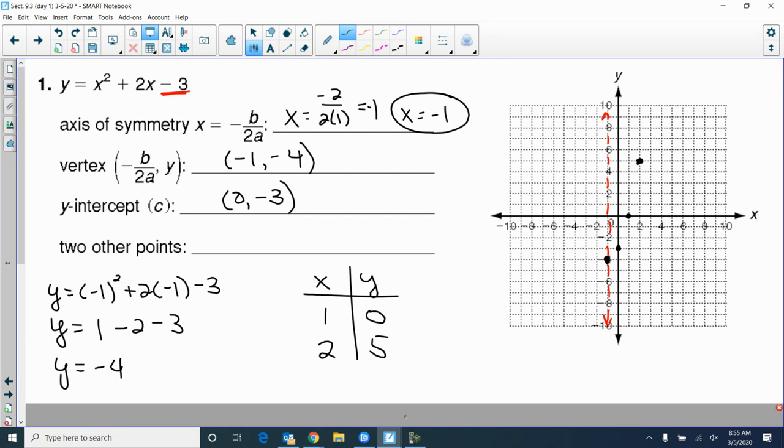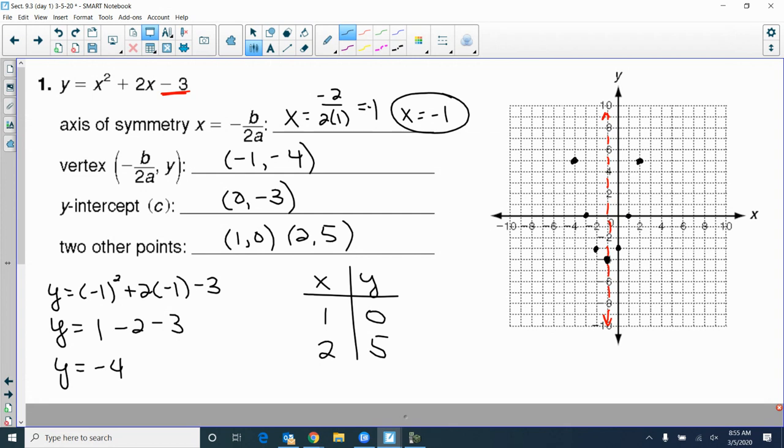So I go up to this point, 0, -3. It is 1 unit away. I draw the mirror point on the other side. At 1, 0, that's 2 units away. I go 2 units away here. I go 3 units away here. So I should have the vertex, and then I should have 6 other points. So my 2 other points, I need to label those. It will be 1, 0, 2, 5.